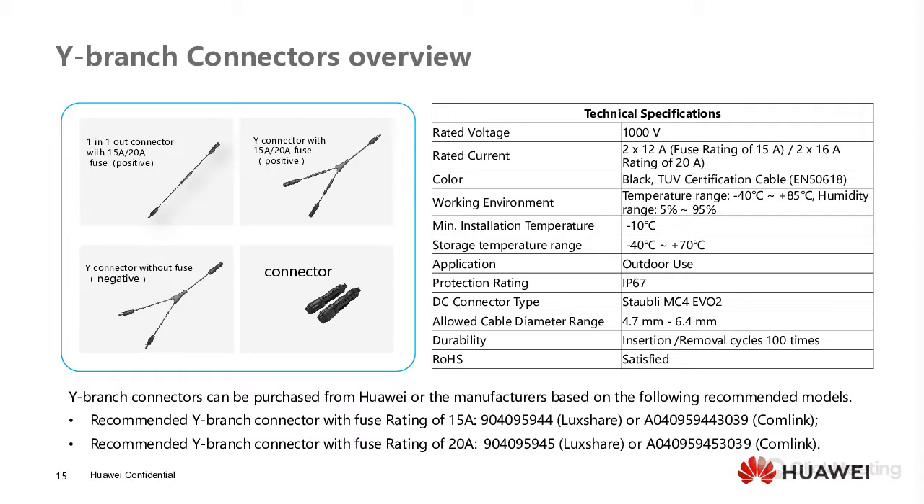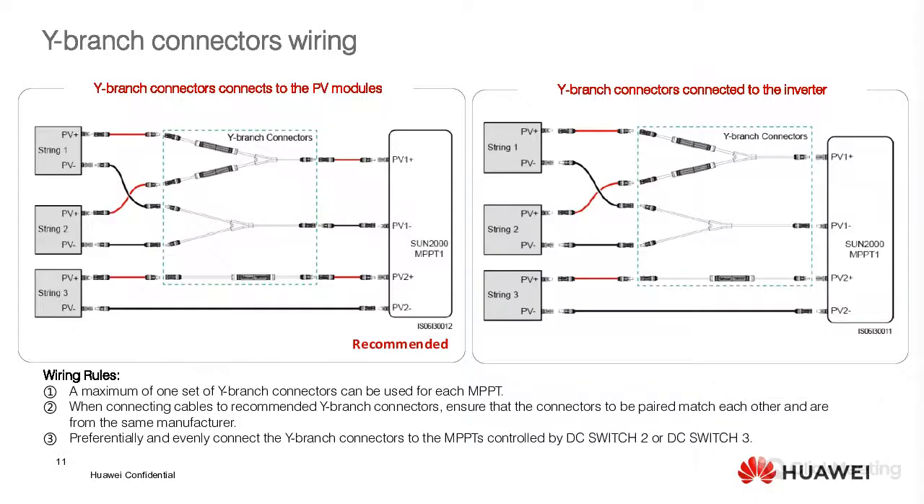It can be purchased from Huawei or one of our partners, or alternatively, you can find a local supplier for these Y connectors. But I just would like to follow on in terms of the application and installation of the wiring. You need to ensure that the fuses are installed across the MPPT itself. So what I mean by that is the inverter input, for example, on each MPPT has 2 DC inputs. So you are trying to increase that.